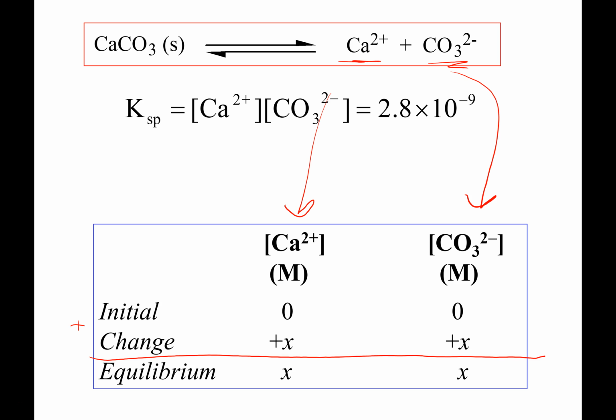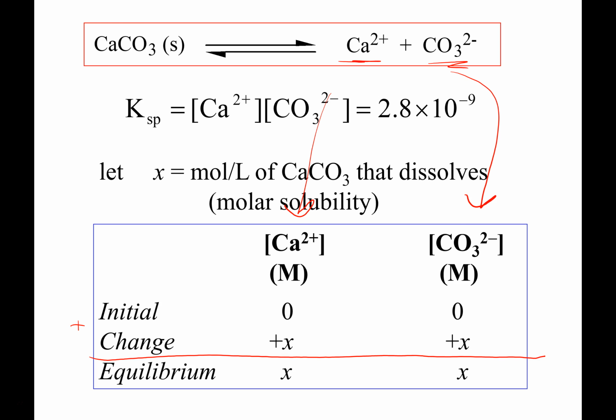Now, what we did before then was to take these equilibrium concentrations, plug them back into our equilibrium constant expression, and solve for the X. And that's all we're going to do. So in this case, I'm going to go slow, but what I've done is, if we let X be equal to the moles per liter of the solid that will dissolve, then we have plus X of Ca2+ and plus X of CO3 2-.